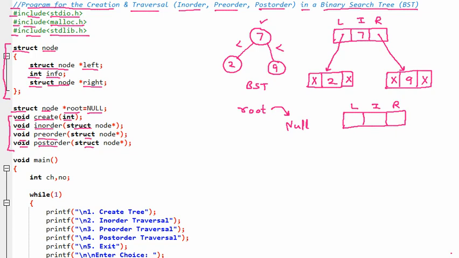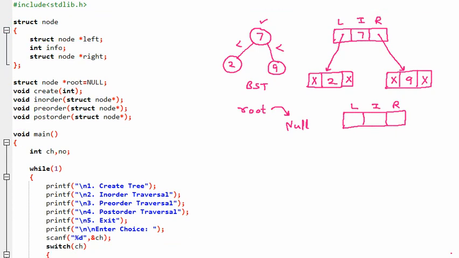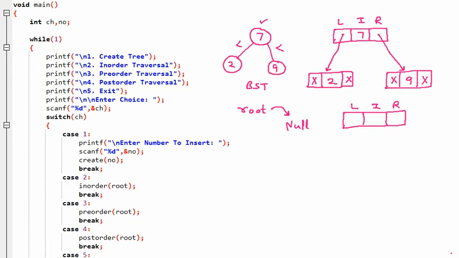Now I'm scrolling down to the main function. So this one is the void main. Void means no return type. This is the main function. Here we have two integer type variables, one is ch and one is number.